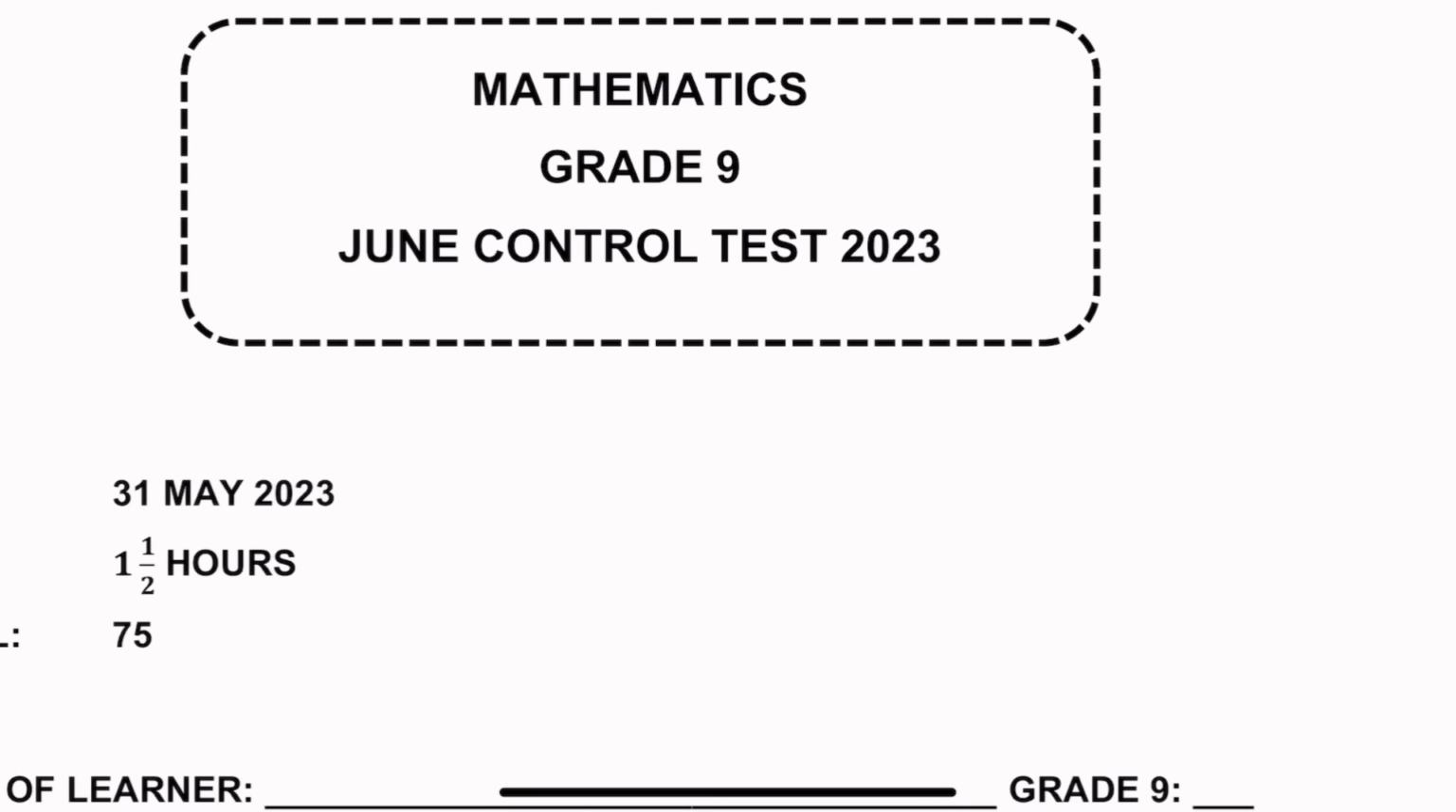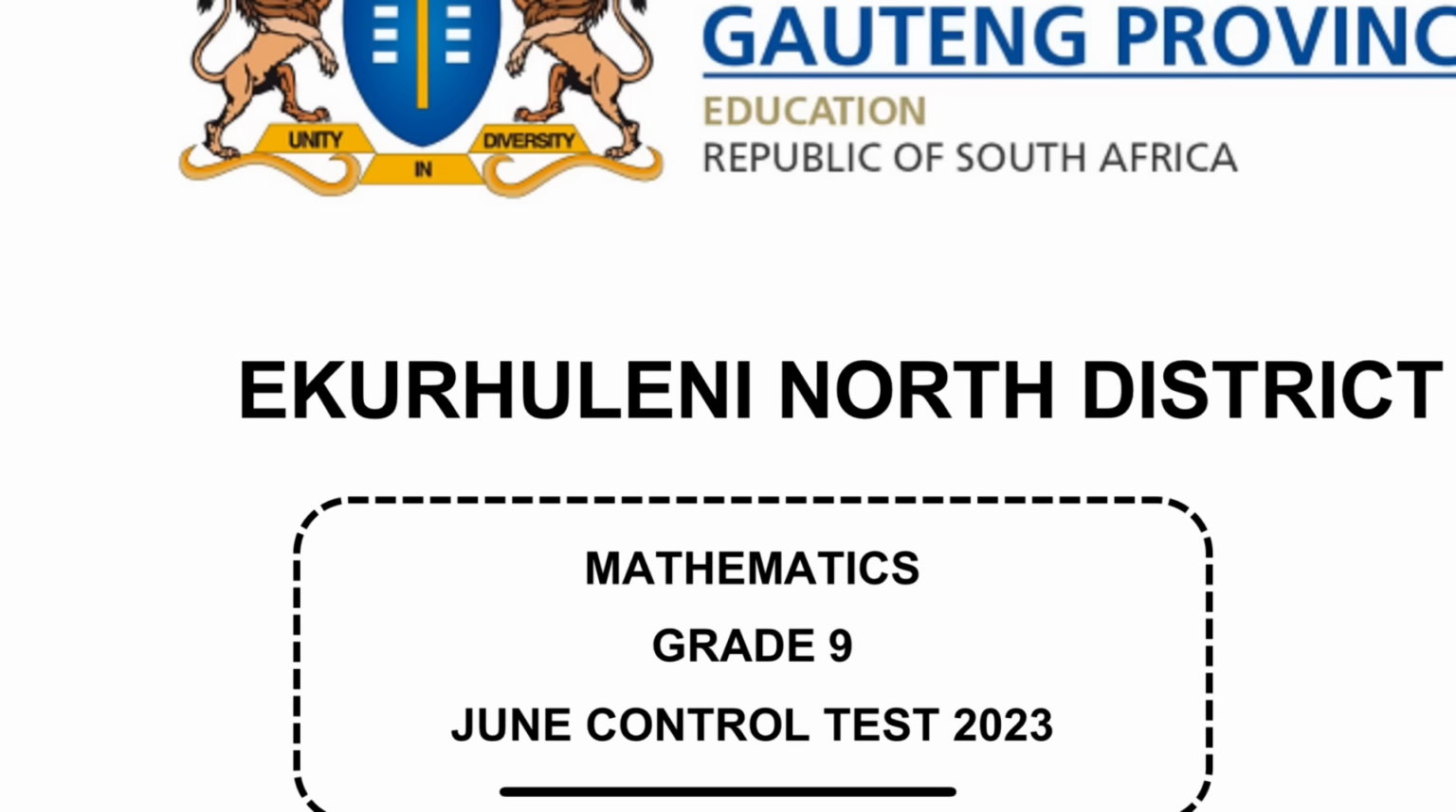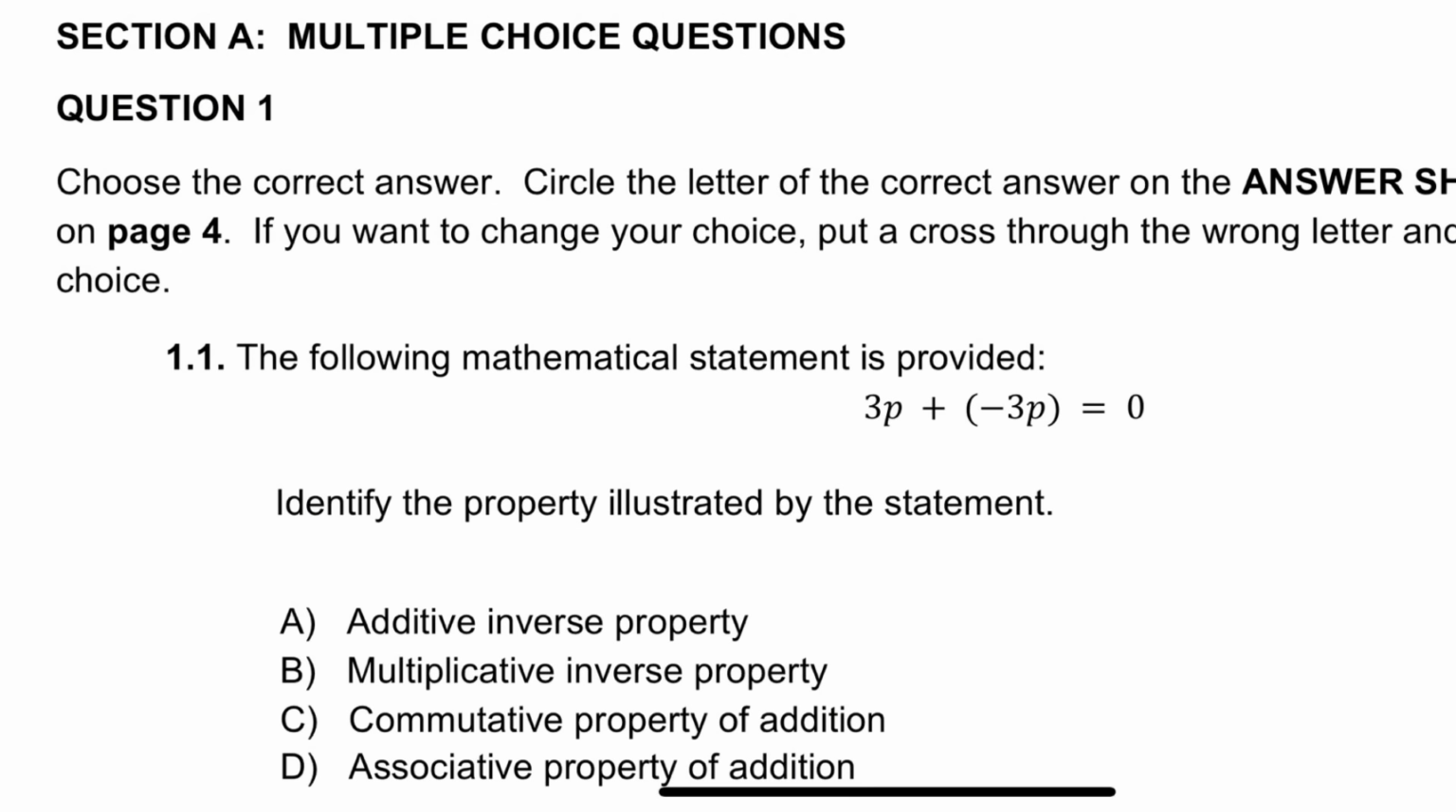In today's video, we will be going over the mathematics June control test for grade 9. We will be going over the Gauteng province's paper from 2023. The total marks was 75 marks and you had to complete the paper within 1.5 hours. Let's look at the first question. First question is multiple choice. We needed to choose the correct answer from the possible outcomes.